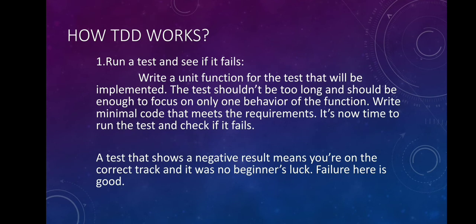How test driven development works. Run a test and see if it fails. Write a unit function for the test that will be implemented. The test should not be too long, but should be enough to focus only on the behavior of the function. Write minimal code that meets the requirements. It's now time to run the test and check if it fails. A test that shows a negative result means you are on the correct track and it was no beginner's luck. Failure here is good.